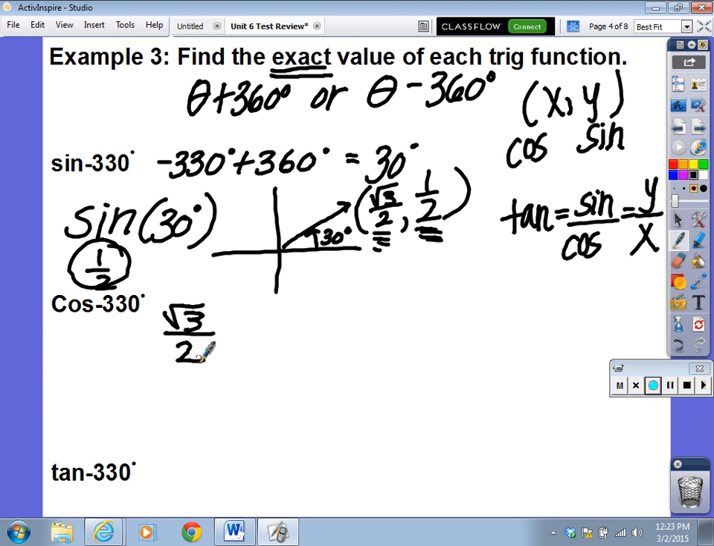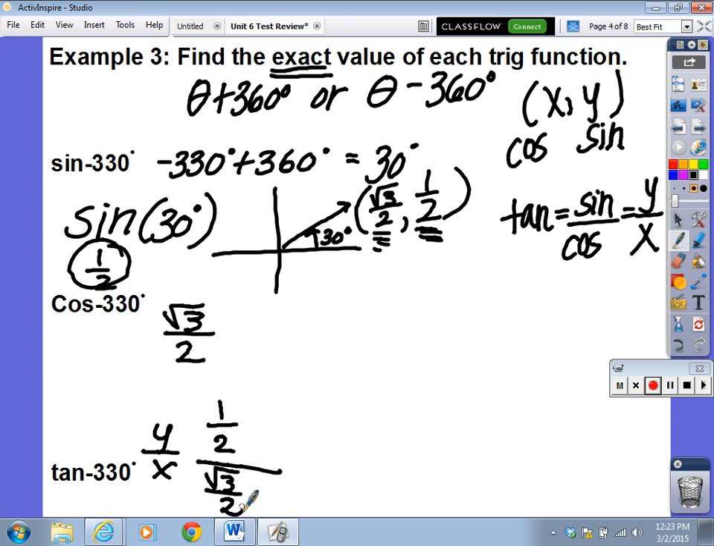Do you have questions on that, guys? So then the tangent is y over x. So you'll take your y value divided by your x value. So our y value is 1/2 divided by our x value, which is the square root of 3 over 2.